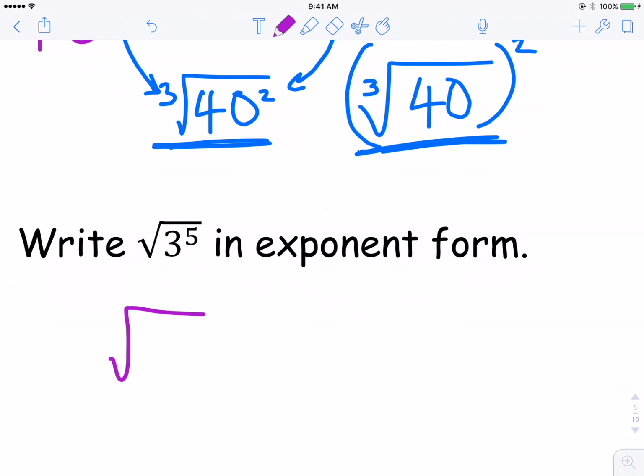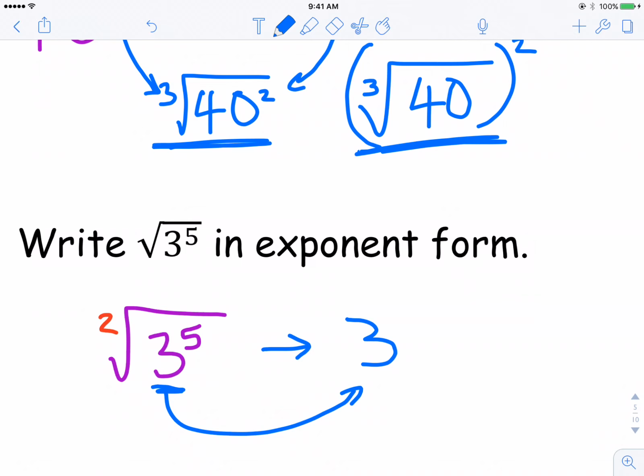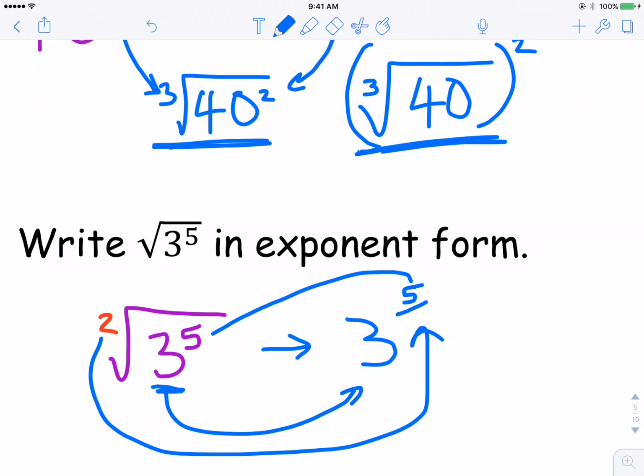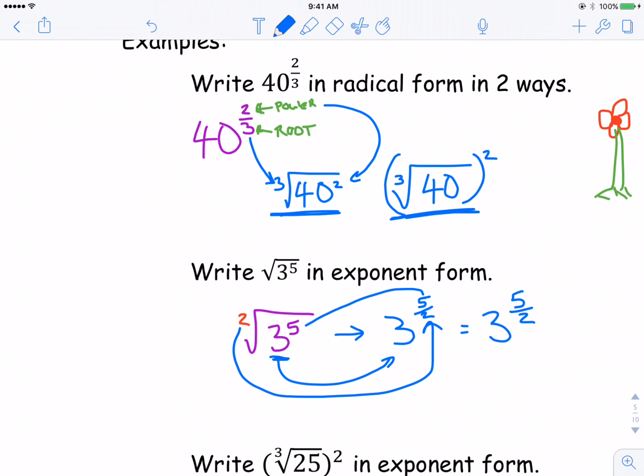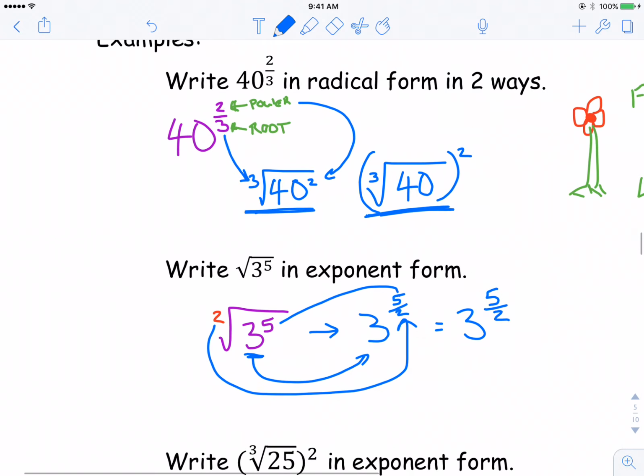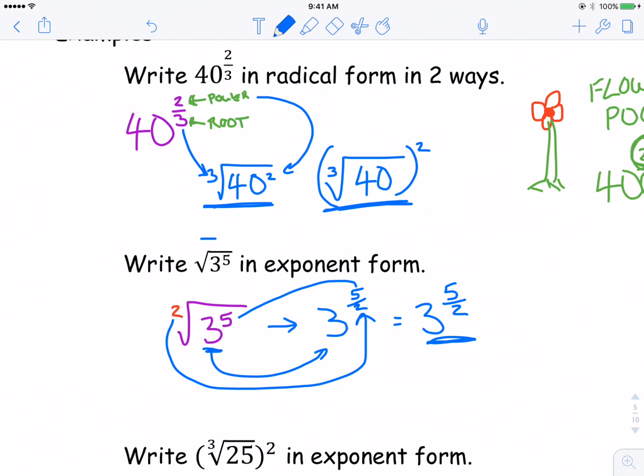Our second example, write root 5, in this case the square root of 5 in exponent form. Remember that if there is no number, then there is always that little number 2 that we never write. So we want this in exponent form, which means our base is going to be 3. Base stays as a 3. The power, 5, goes on the top of my fraction, and the root goes on the bottom of my fraction. And I'll just rewrite that without all the arrows. 3 to the 5 over 2. So 3 to the power of 5 over 2 as a fraction is our exponent form of this radical.